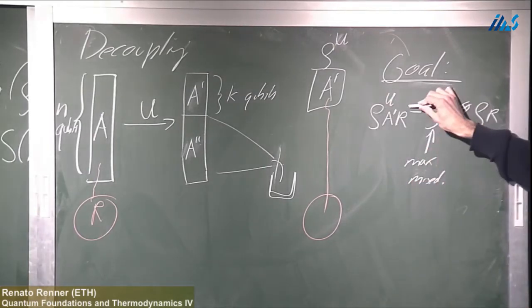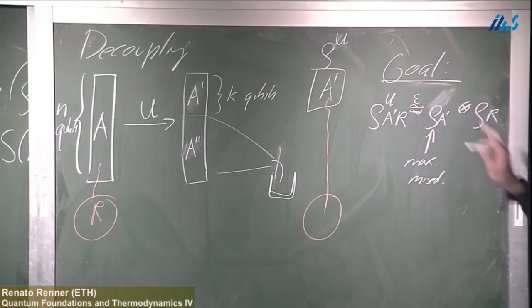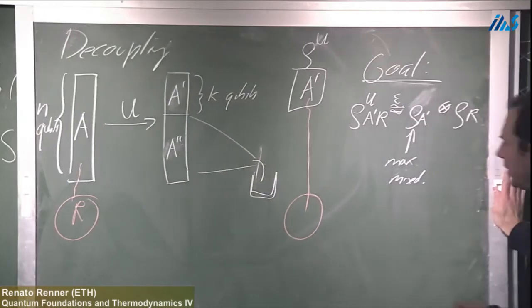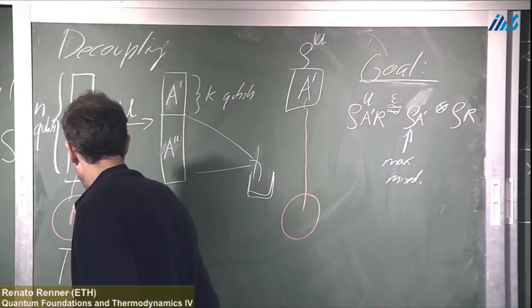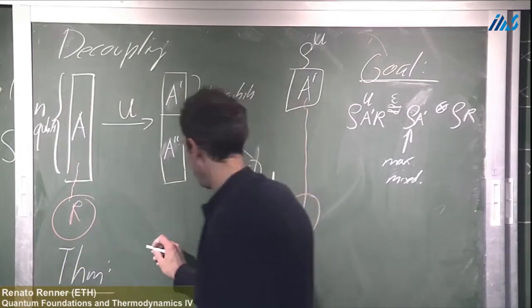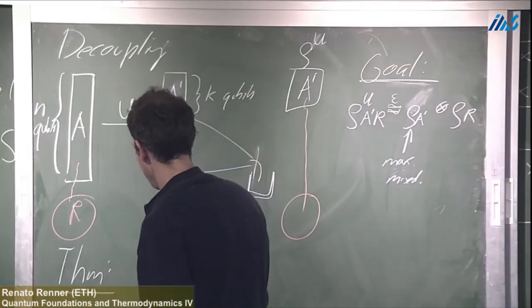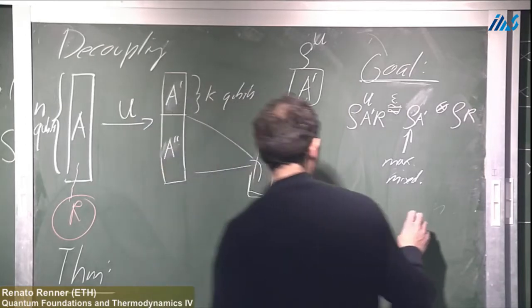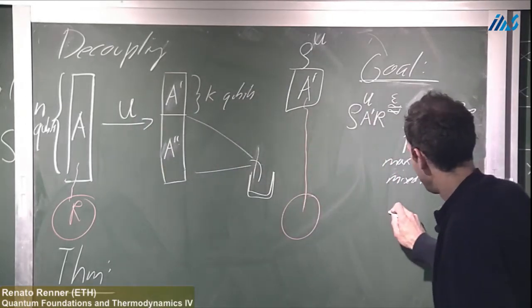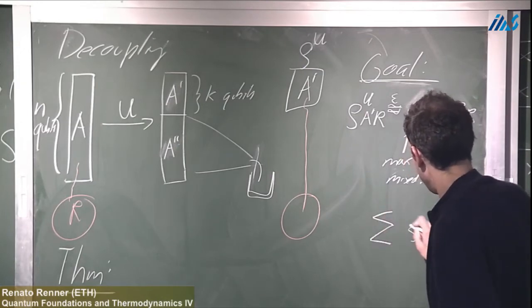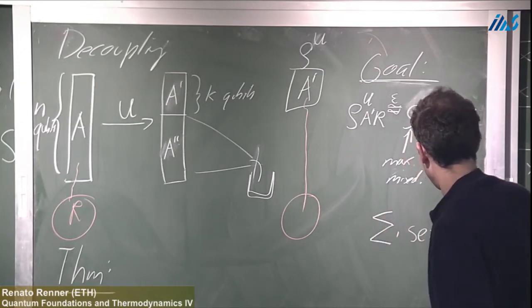So that's what we want, and we want to have this to be true to good approximation. And the theorem that I called the decoupling theorem is telling you the following. It's telling you that this goal, so we consider, maybe I look at it like that, we have some set of unitaries, which I call sigma. So this is a set of unitaries.